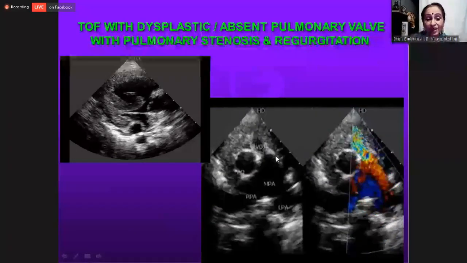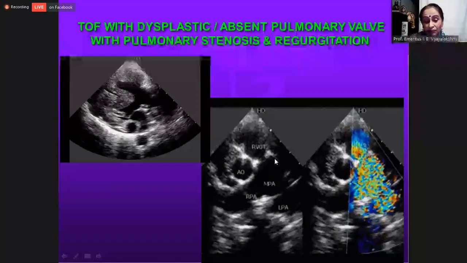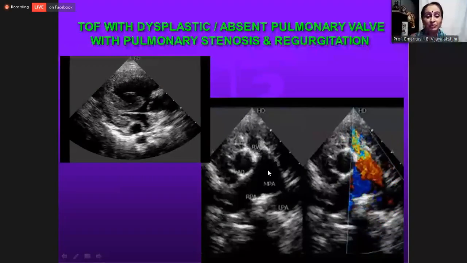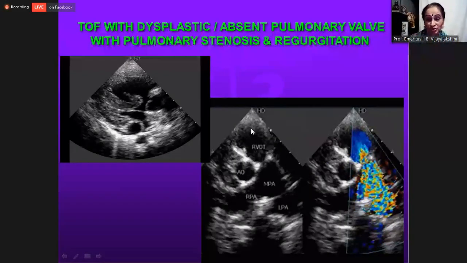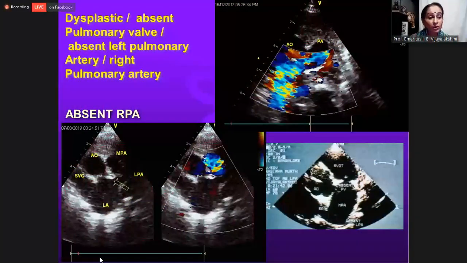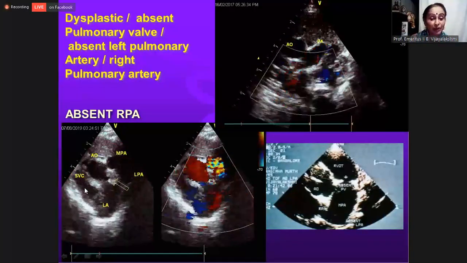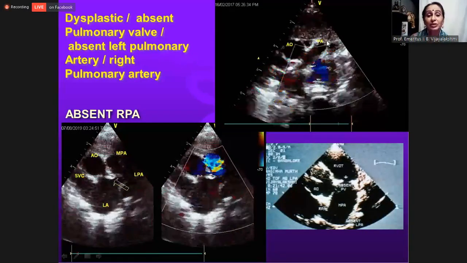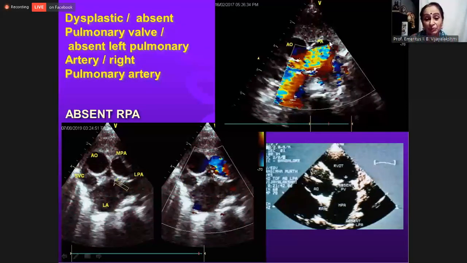Overriding of the aorta is there, and the large subaortic VSD is there. And you can see that the annulus is very narrow, and the bud-like valve is there. So this is the absent pulmonary valve with the pulmonary stenosis and the pulmonary regurgitation. And this is a special subset of tetralogy of Fallot where it is absent. We must also look for the absent right pulmonary artery. You can see that the right pulmonary artery is absent, and here you can see that the left pulmonary artery is absent, and that is called the Dubuque syndrome.